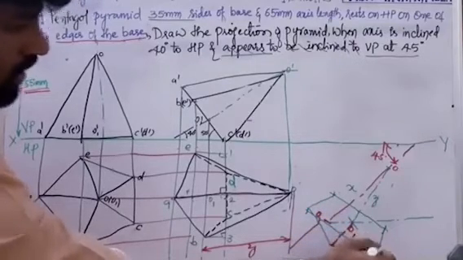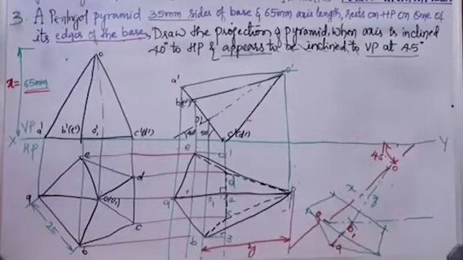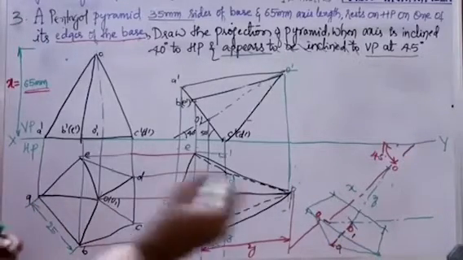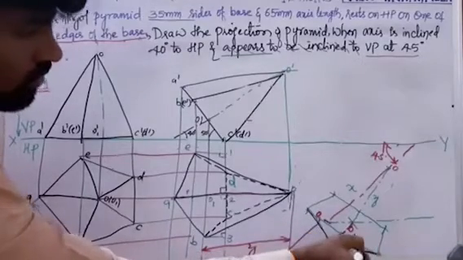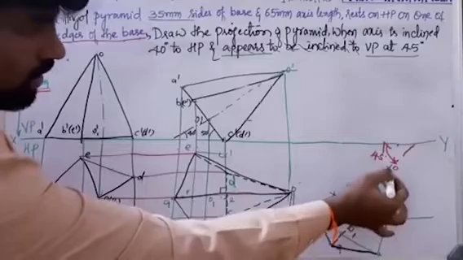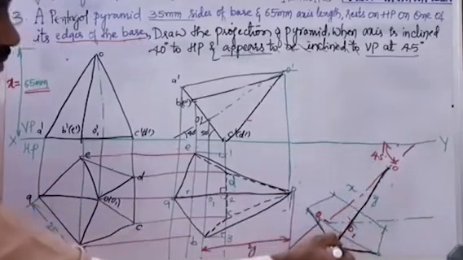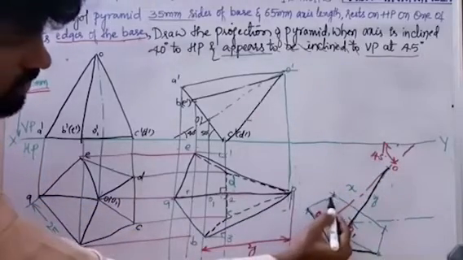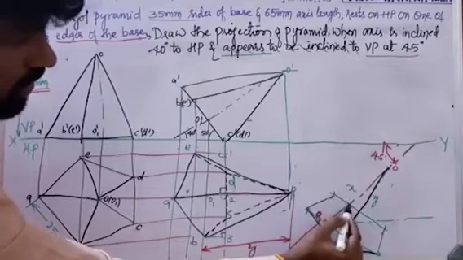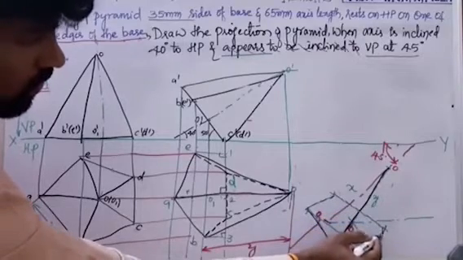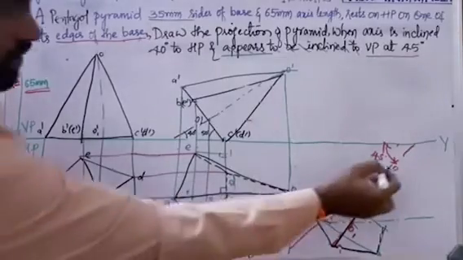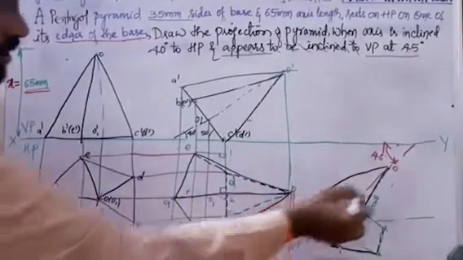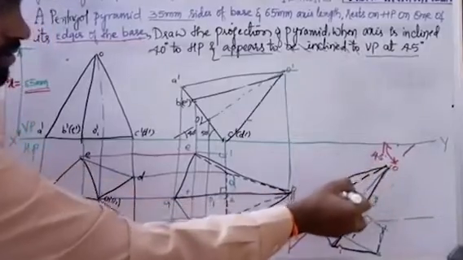I am using green color because it should be dotted in the later stages. Now, this part is supposed to be dark, so you darken this. And anyhow, this is supposed to be a dark one, O2, A. This part should be dotted. So, the dotted and continuous lines are very clear here. Then you just join all the points.